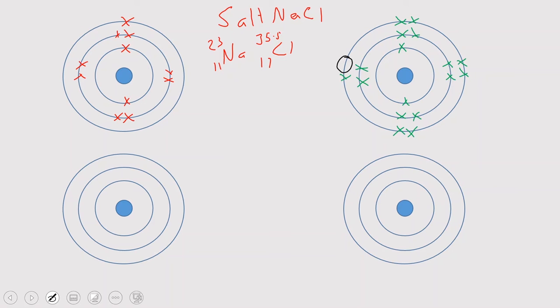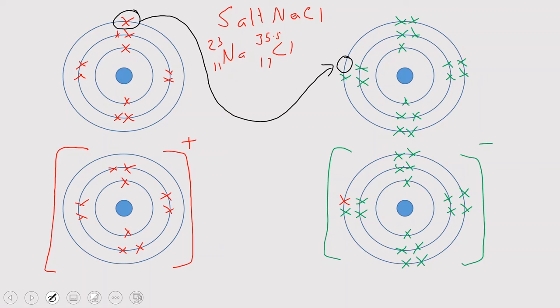So what happens is this electron here comes all the way over here and plonks into the chlorine, which produces the ions that I will show you below. So as you can see, both of these now have a charge. So what happens is there is a strong electrostatic attraction between them, which causes them to form strong bonds. So that's the process for ionic bonding.